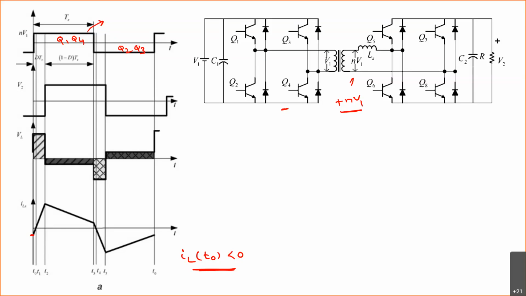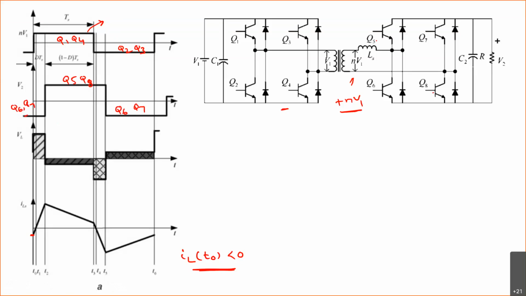Here, to obtain a positive voltage, which switches are supposed to conduct? Here it is Q5, Q8, and here it is Q6 and Q7 that are conducting. But the device actually carrying the current all depends on its current polarities.